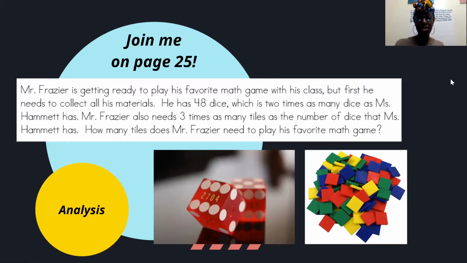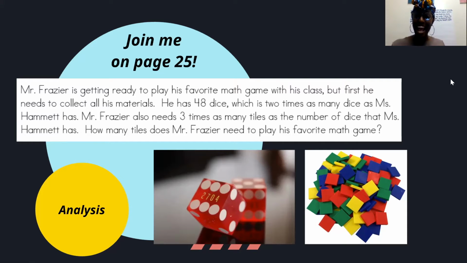Mr. Fraser is getting ready to play his favorite math game with his class, but first he needs to collect all his materials. He has 48 dice, which is 2 times as many dice as Miss Hammett has. Mr. Fraser also needs 3 times as many tiles as the number of dice that Miss Hammett has. How many tiles does Mr. Fraser need to play his favorite math game?